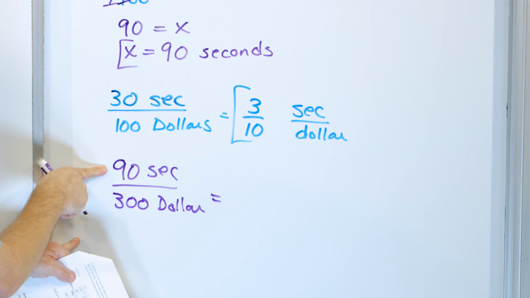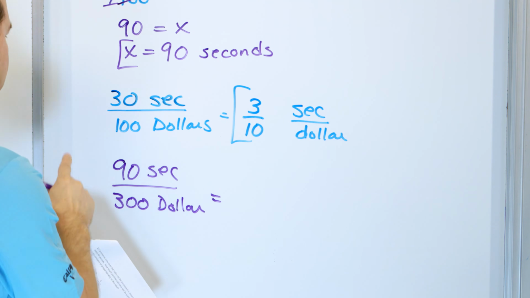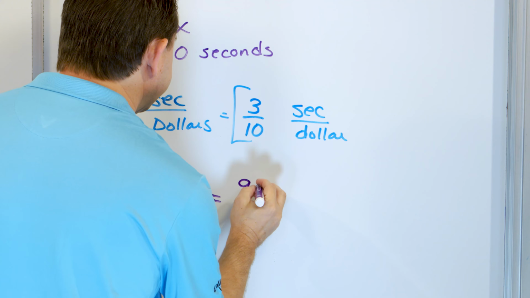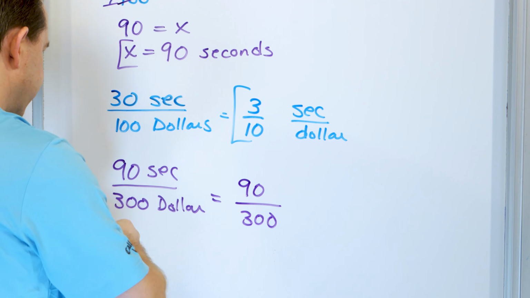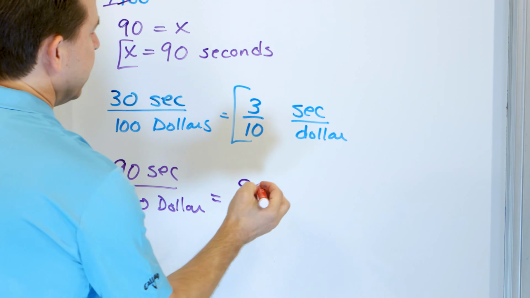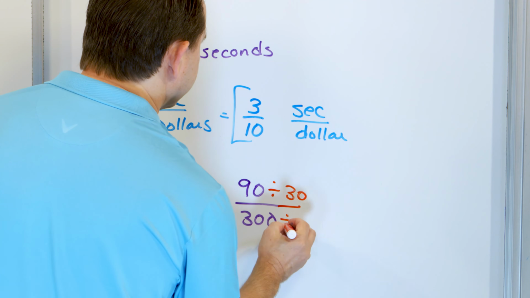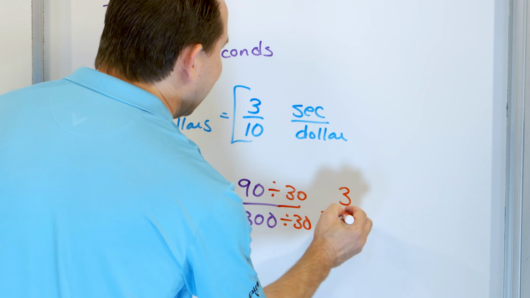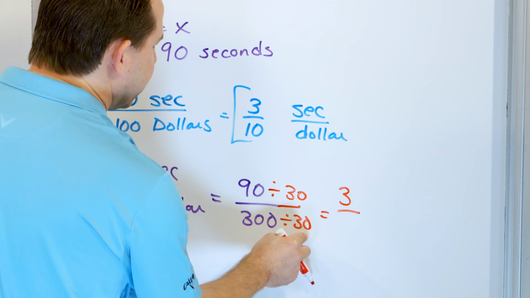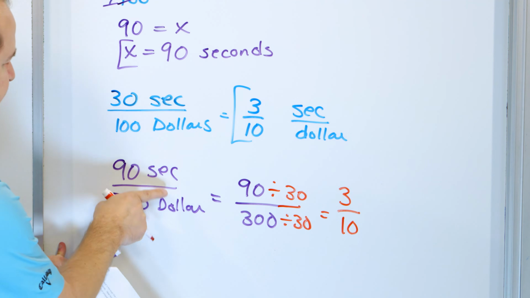Right? What is 90 divided by 300? Well, we can simplify that ratio, right? We can say 90, 300. We can divide by 3. Actually, we can divide by 30. 90 divided by 30 is 3, and 300 divided by 30 is what? 10. So we still get 3/10, and the same units apply, seconds per dollar.